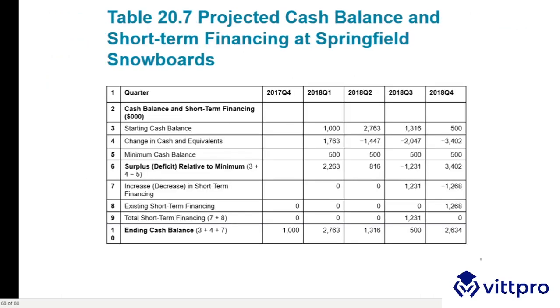Let's say we have now understood the ending cash balance of the company, and they have taken a loan of 1231, with existing short-term financing, and then the total short-term financing will be only 1200, so they can arrange the money like this. Their minimum cash balance will be 500 and 2600. So this is how short-term financing works.